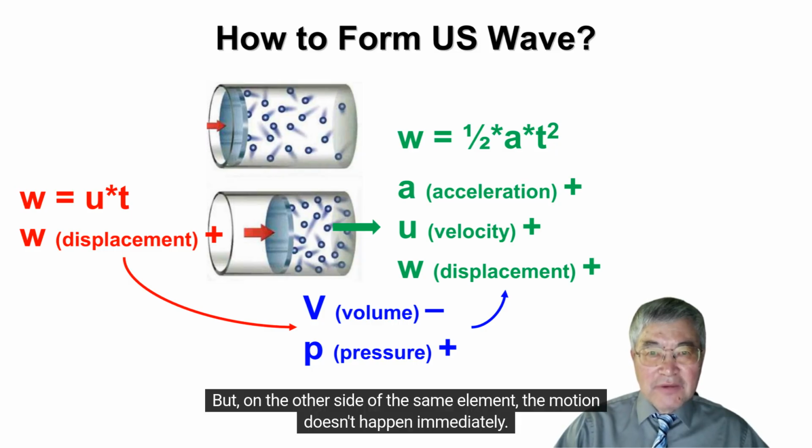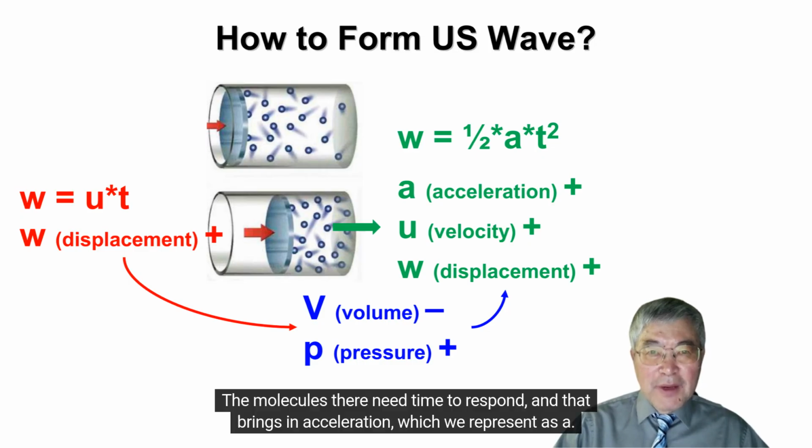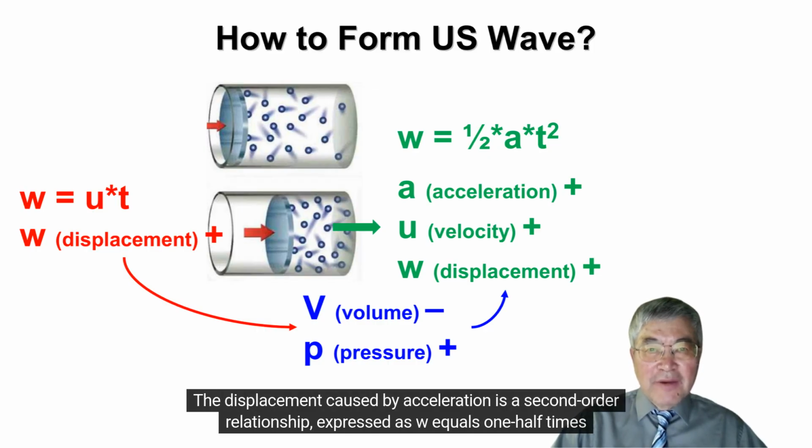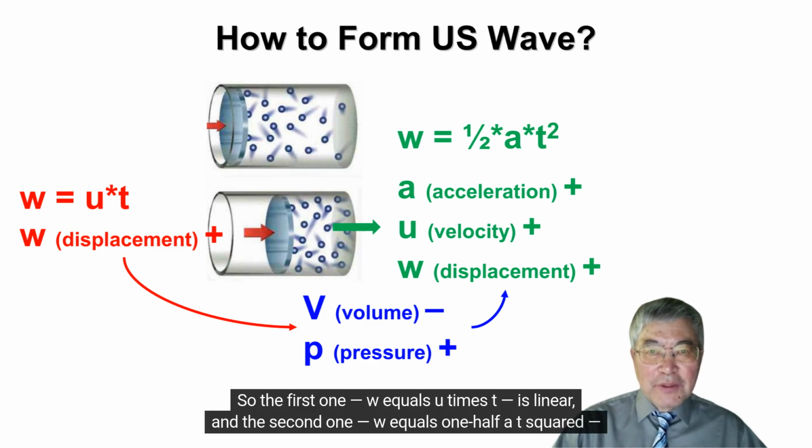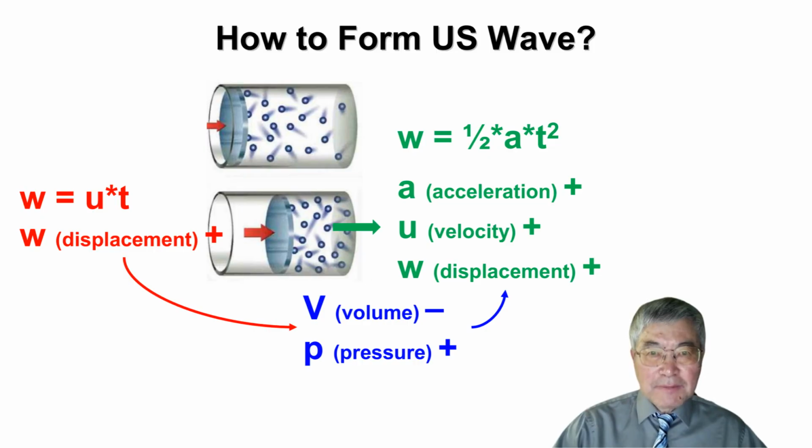But on the other side of the same element, the motion doesn't happen immediately. The molecules there need time to respond, and that brings in acceleration. The displacement caused by acceleration is a second-order relationship expressed as w equals 1/2 times a times t squared. So the first one, w equals u times t, is linear, and the second one, w equals 1/2 a t squared, is quadratic in time.